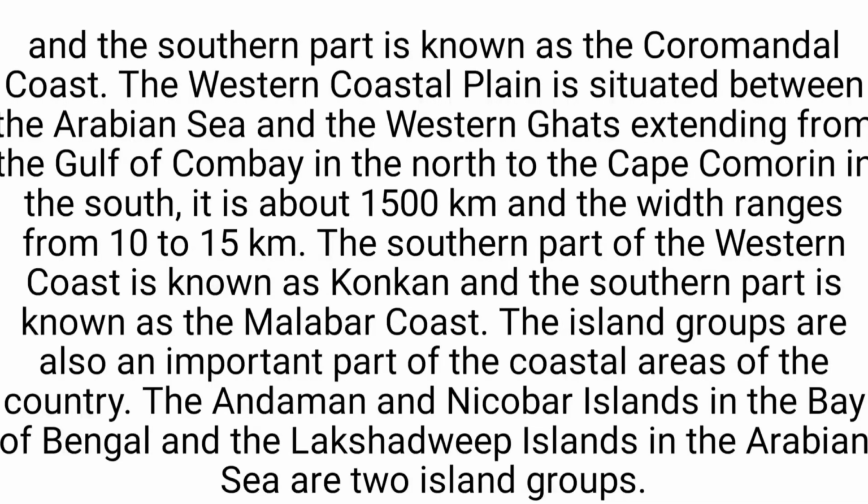The western coastal plain is situated between the Arabian Sea and the Western Ghat, extending from the Gulf of Khambhat in the north to Cape Comorin in the south. It is about 1500 km long and its width ranges from 10 to 15 km. The northern part of the western coast is known as Konkan and the southern part is known as the Malabar Coast.